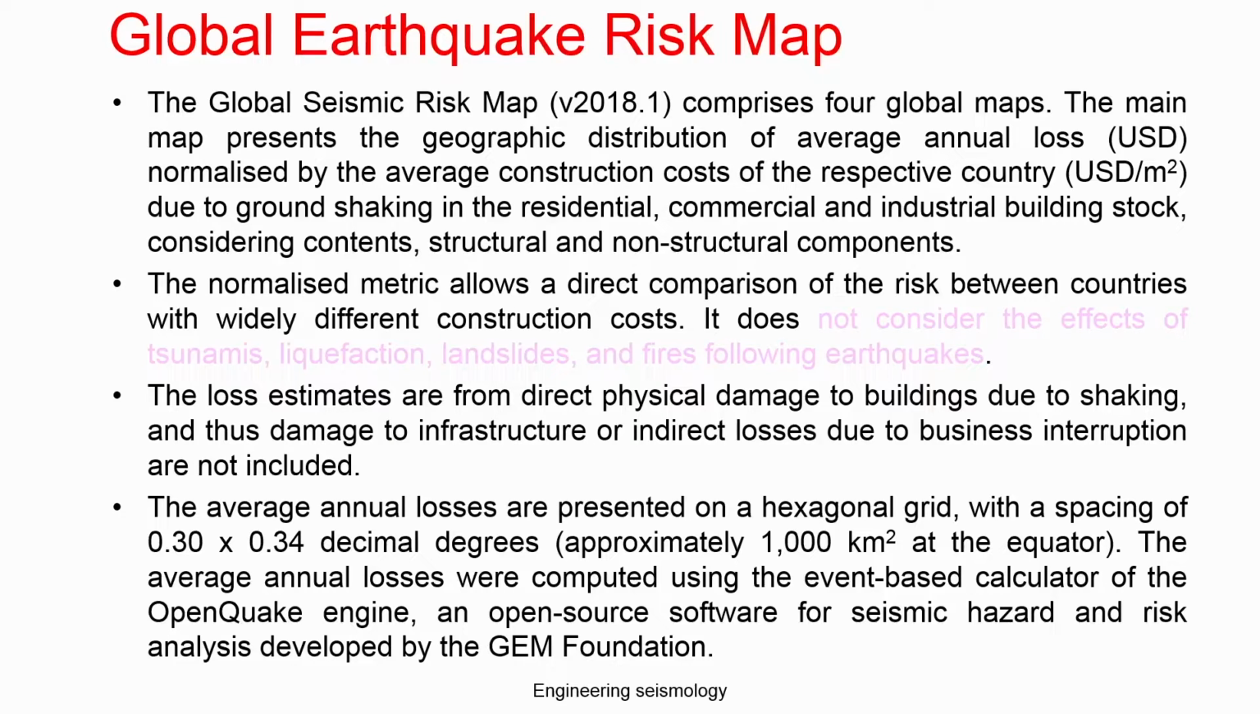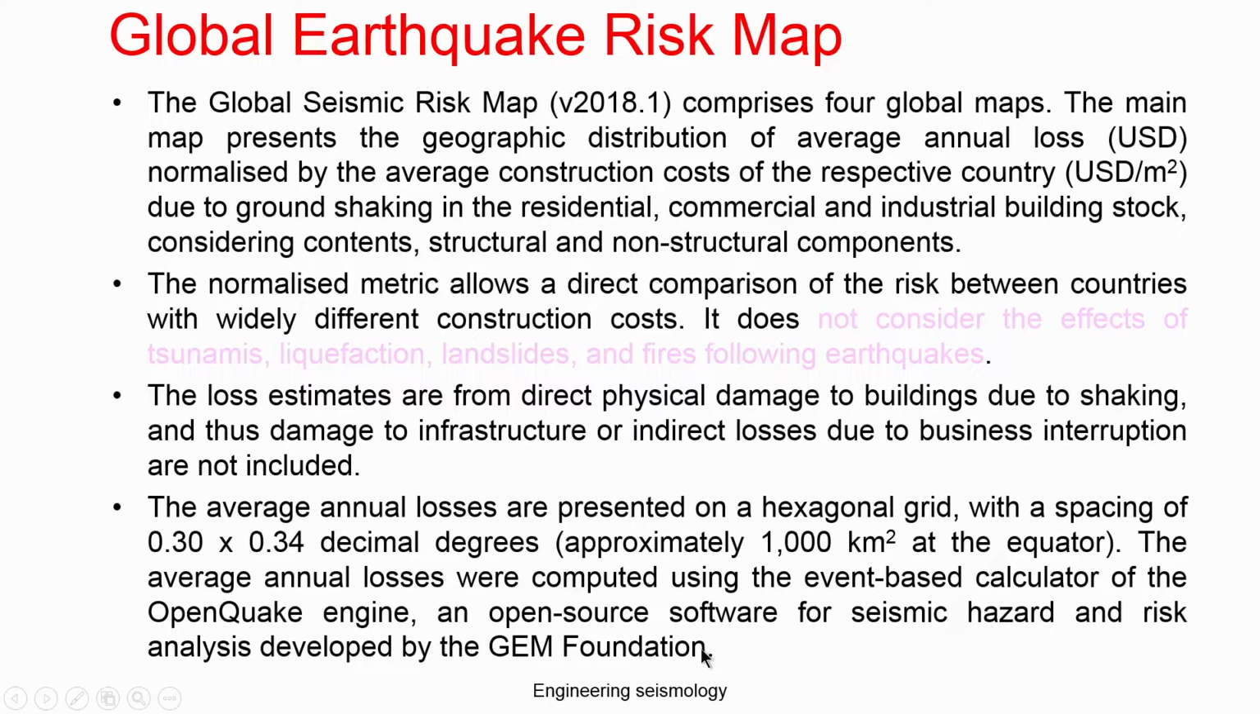They studied this from previous earthquakes and used it to model these kinds of damages. The average annual losses are presented on a hexagonal grid with a spacing of 0.3 by 0.34 decimal degrees, approximately 1000 square kilometers at the equator. The average annual losses were computed using the event based calculator of the OpenQuake engine, an open source software for seismic hazard and risk analysis developed by the GEM model. So this is how the map was developed.